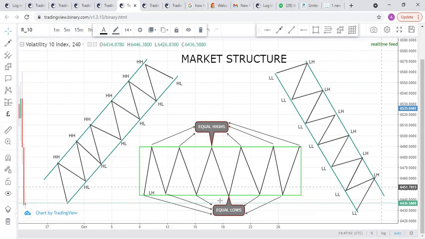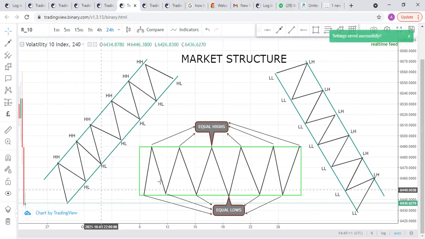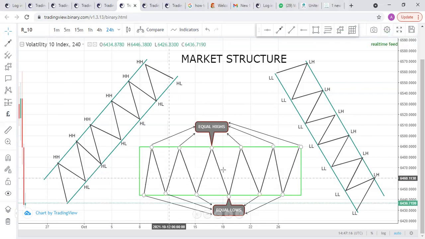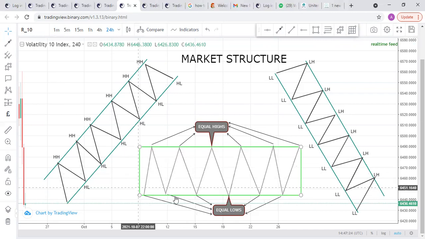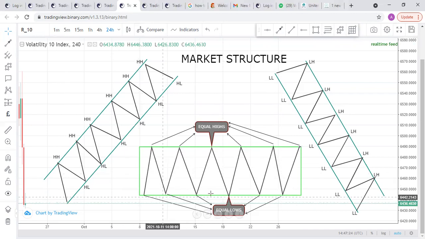The market will be creating lower highs. Now we have another form of movement in the market, which is in the form of consolidation or a ranging market. That's where you have the market creating equal lows. Look, all these are areas of swing lows in the market. The market will be creating equal lows and equal highs.